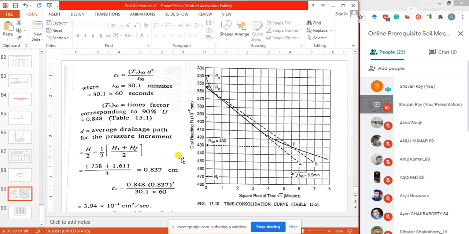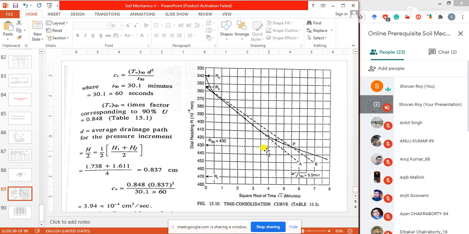The straight portion line, that is line A. Suppose this is our actual compression line. Over the time, this solid line is our actual compression line, or this is the dial reading over the time, which we have got from our laboratory test.